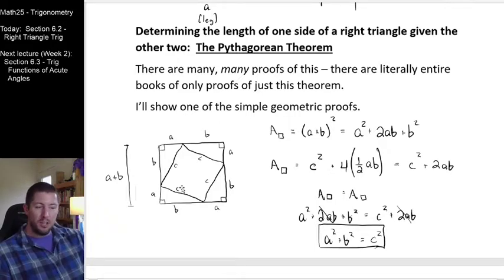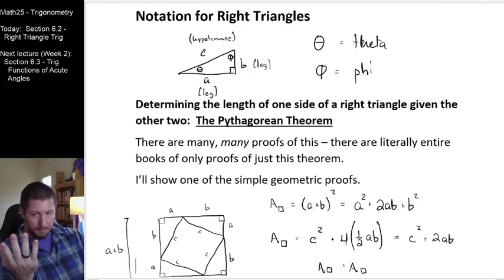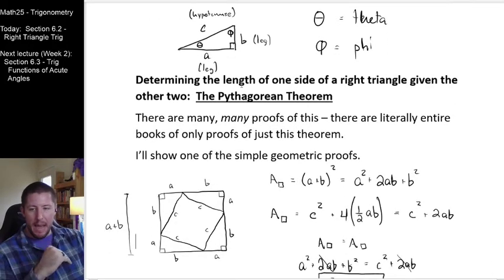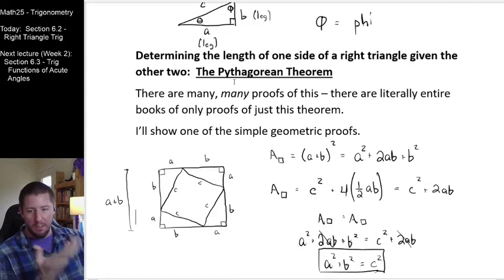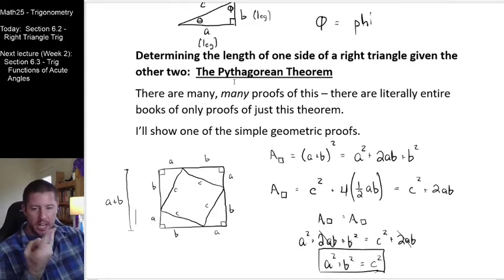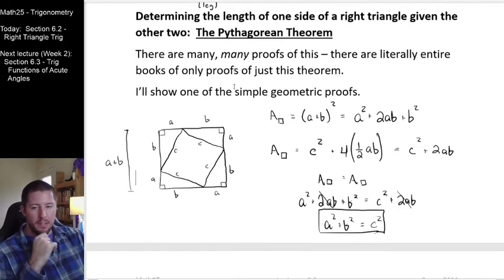And it matters. So notice, by the way, that a and b are interchangeable. a and b are both legs. c has to be the hypotenuse. You can't just mix and match all of a, b, and c. a and b are interchangeable, but not c. It's got to be the hypotenuse for c.